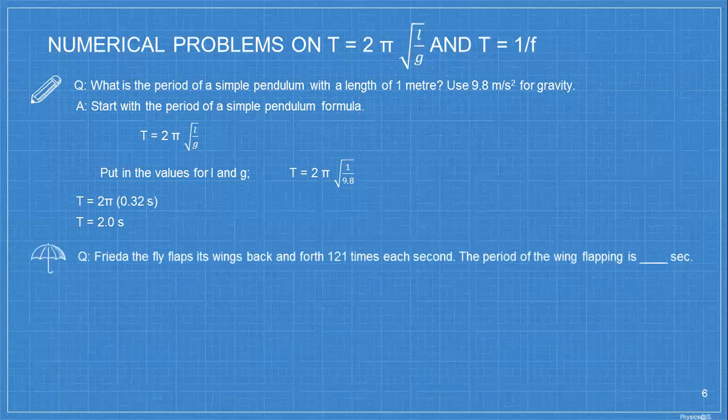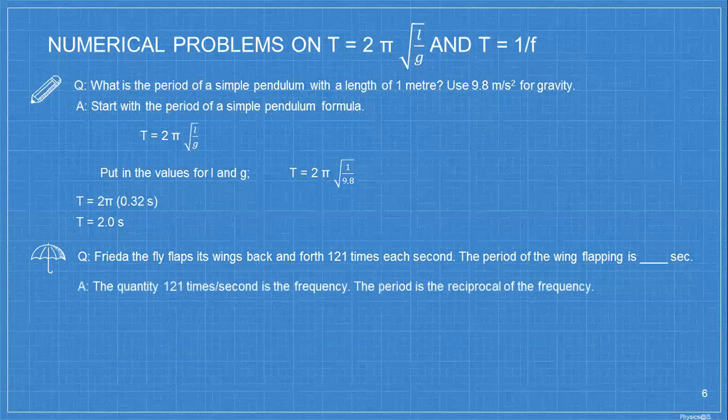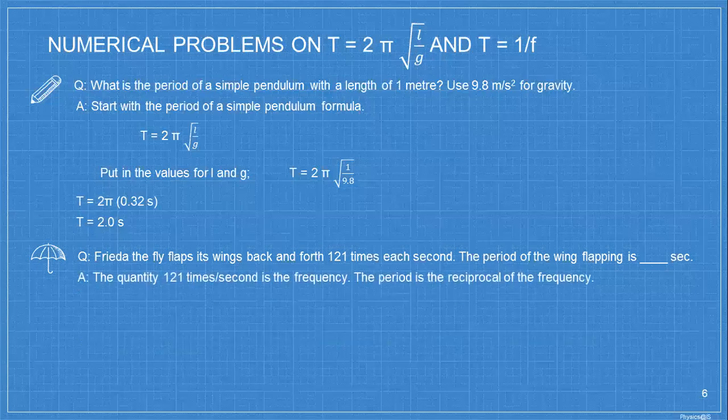Next, Freda the fly flaps its wings back and forth 121 times each second. Each second means 1 second. The period of the wing flapping is how many seconds? So we have got that it moves 121 times each second. That means its frequency is 121 times per second.